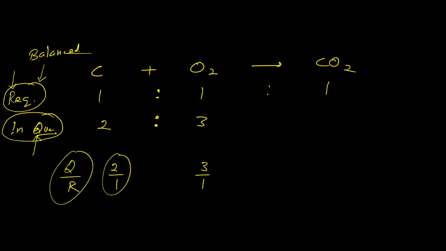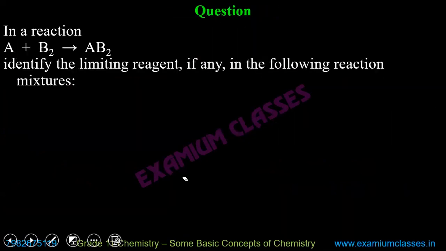The ratio. In this case, because I have 1:1 here, obviously it is easy to understand. But I'll explain with another reaction, then it will be clear why I am talking about the Q by R ratio. But you don't need to mention this in the examination. This is only for your rough calculation. Your teacher will not be able to understand what you are talking about if you say the Q by R ratio is less, so this is the limiting reagent. Now, if you are clear about the Q by R ratio, understand it with a reaction.